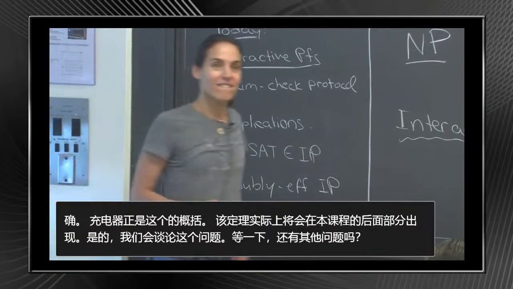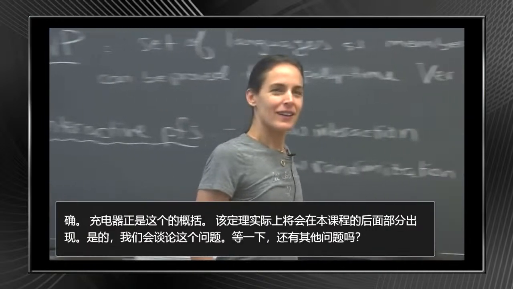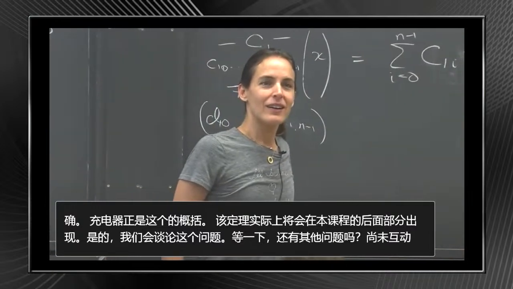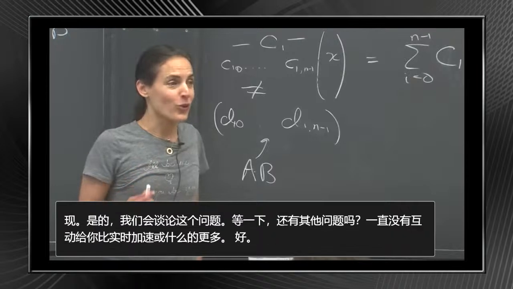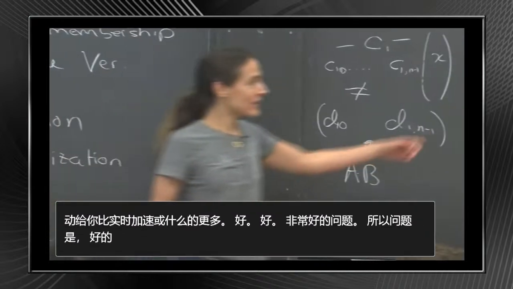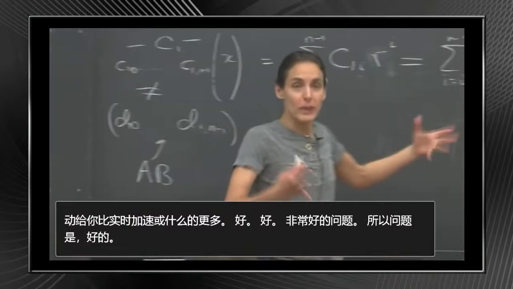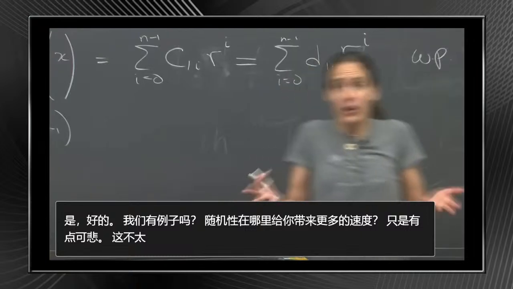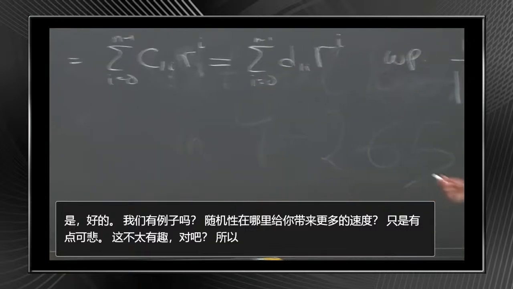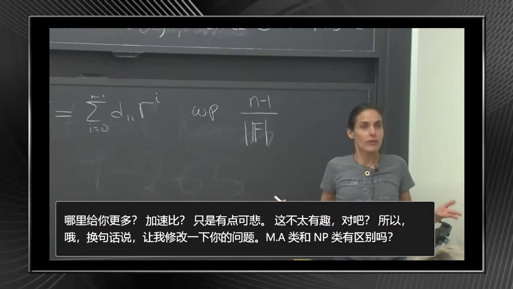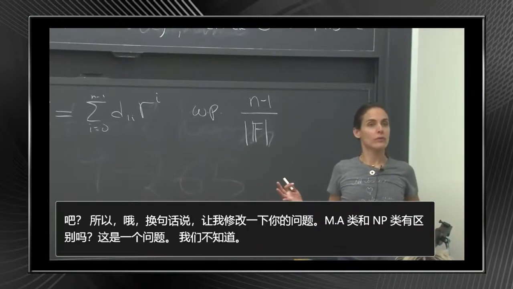Are there any examples where having randomness but not interaction gives you more than a polynomial speedup? Very good question. So the question is, do we have examples where randomness gives you more speedup than just a polynomial one? Or in other words, let me rephrase your question: is the class MA different than NP? That's the question. We don't know.